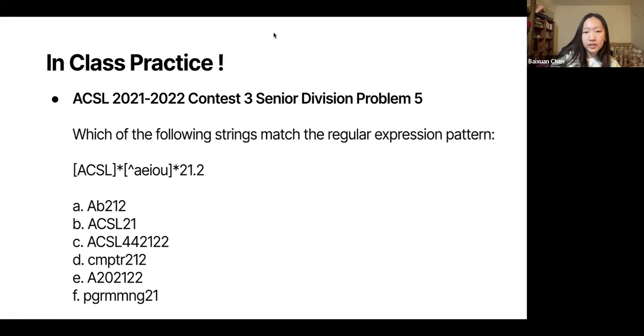I want you guys to try this problem and see which ones will be accepted by the regular expression.